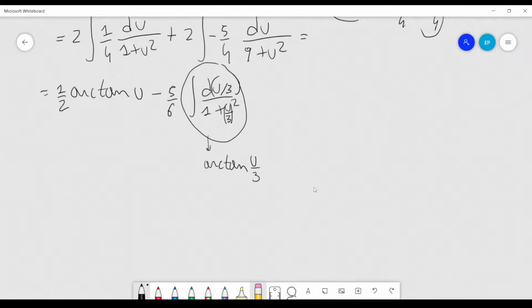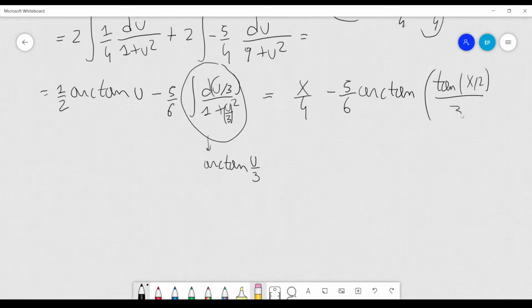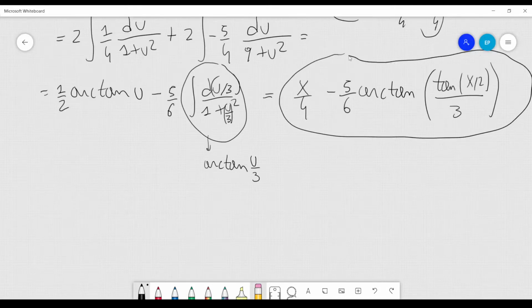So the result is 1 over 2 arctangent of the tangent of x over 2. So this is just x over 4, the first one, minus 5 over 6 arctangent of the tangent of x over 2 divided by 3, plus a constant if you want. And this is the result of the integral.